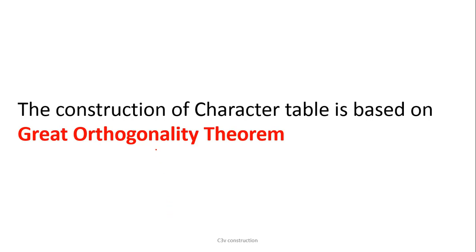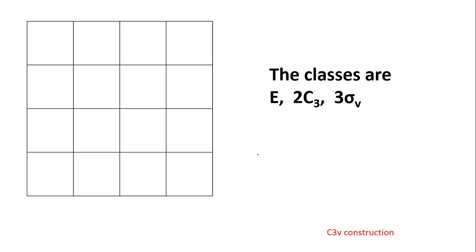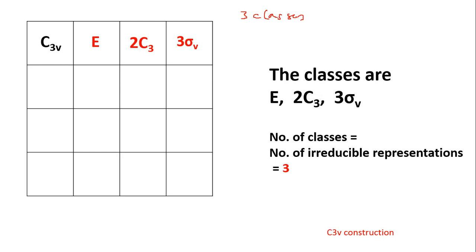In today's lecture, we will be discussing the construction of the character table for the C3V point group based on the great orthogonality theorem. The classes for the C3V point group are E, 2C3 and 3 sigma V. There are 3 classes, so the number of irreducible representations will also be equal to 3. The classes are written in the top row: E, 2C3 and 3 sigma V.